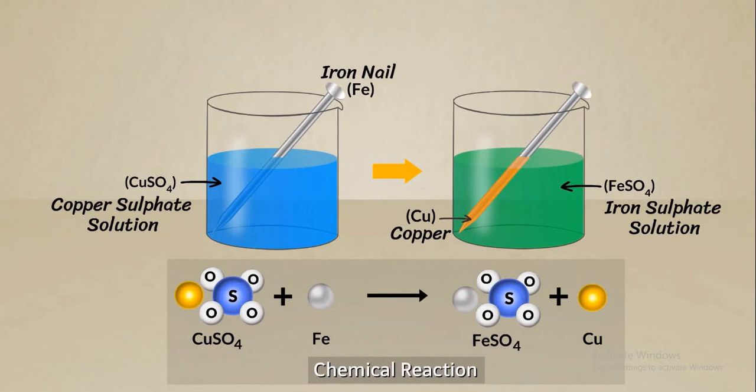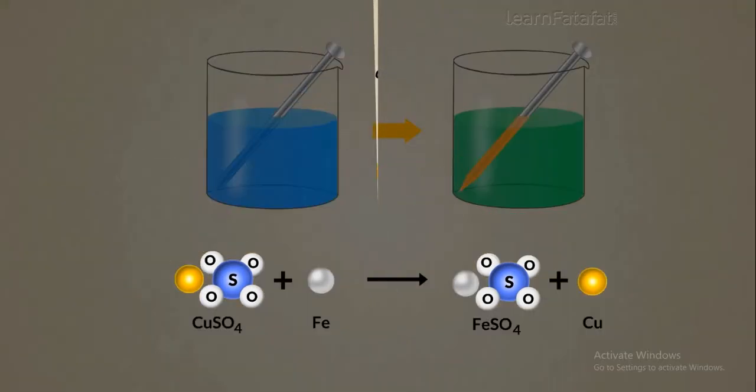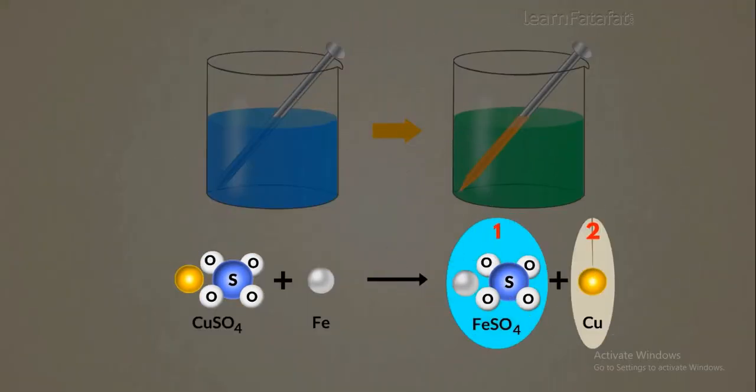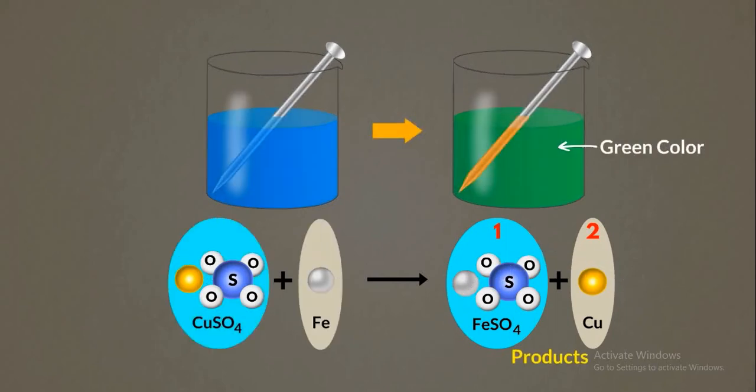How can we identify if the change is chemical or physical? We can identify a chemical change with some observations. Here are those. During a chemical reaction, one or more new substances or products are formed. They have different composition as well as different properties as compared to the composition and properties of reactants.